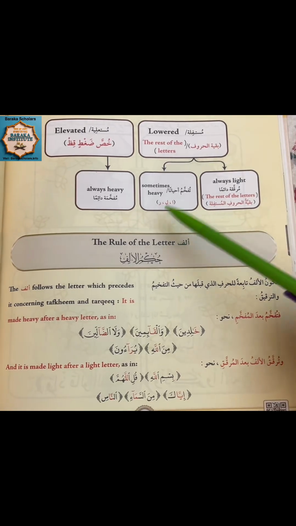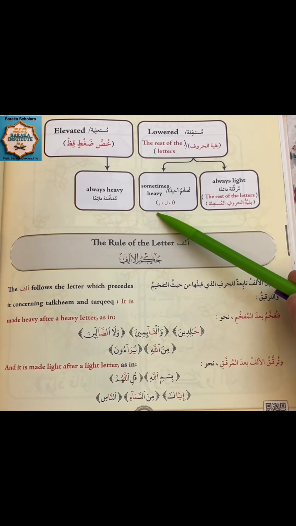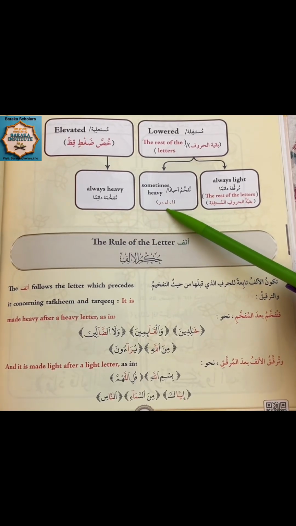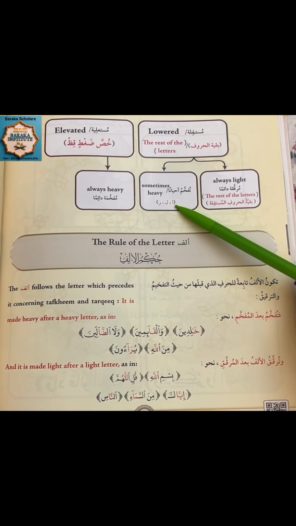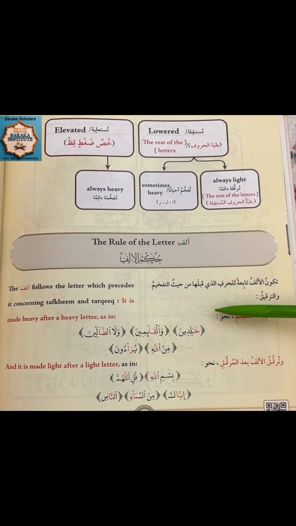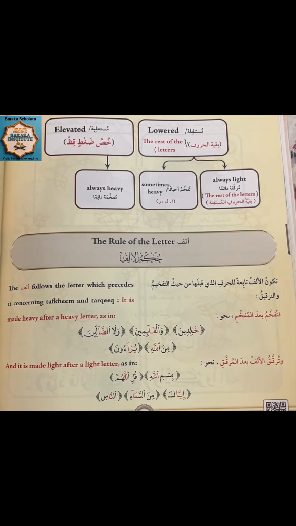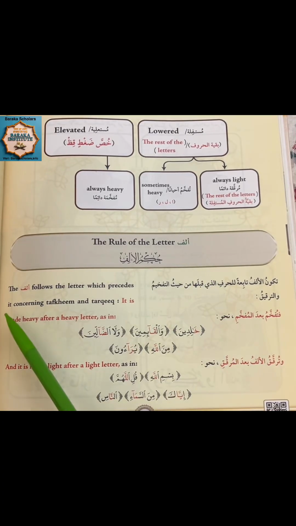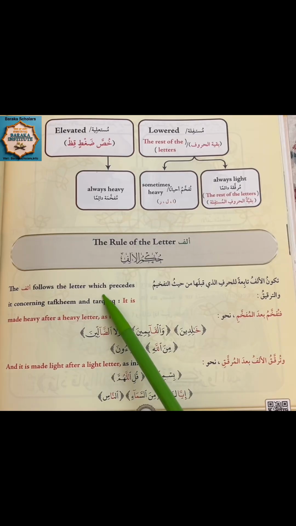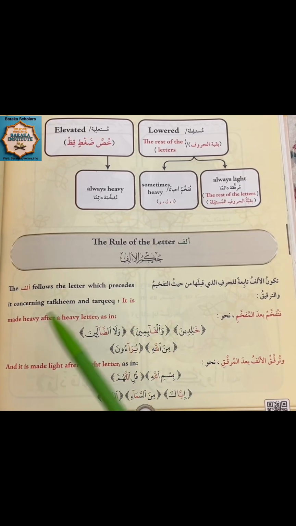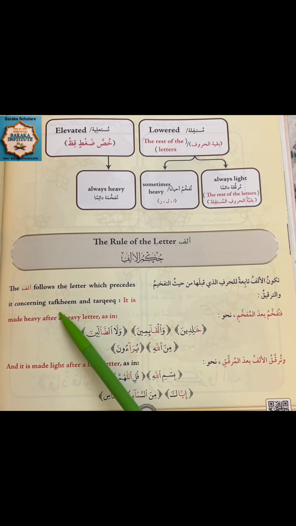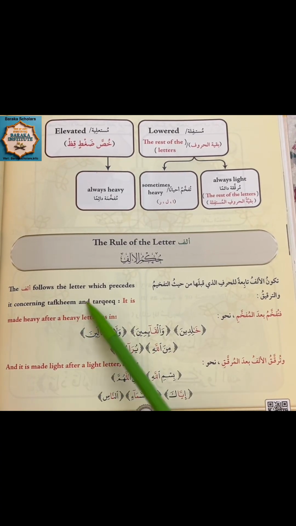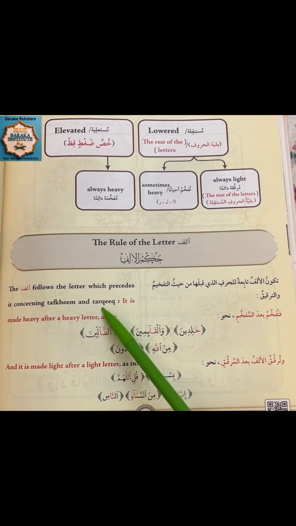We will learn about ra and its conditions, when it's going to be heavy, when it's going to be light. We will learn about lam, inshallah, in other videos. And we will learn about alif. Maybe we can talk a little bit about alif here, inshallah. The rules of the letter alif. The alif follows the letter which precedes it concerning tafkhim and tarqiq. And what is tafkhim? Tafkhim is making it heavy, or tarqiq, which is making it light.